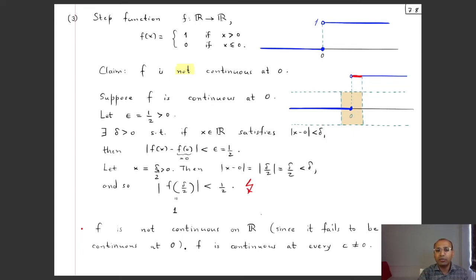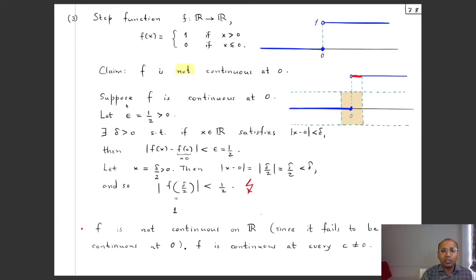So let's take some x which satisfies this but is on the right of 0. Let's take x equal to delta by 2. That's a positive number, it's on the right of 0. The distance of x to 0 is mod of delta by 2 minus 0, and delta is positive, so this is just delta by 2, and that's certainly less than delta. So my x, delta by 2, satisfies this, and the corresponding f of x has to satisfy that its mod is less than half. Mod of f of delta by 2 is 1, and mod of 1 is 1. So I get the contradiction that 1 is less than half, right?